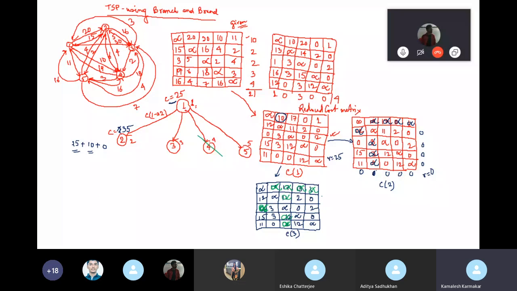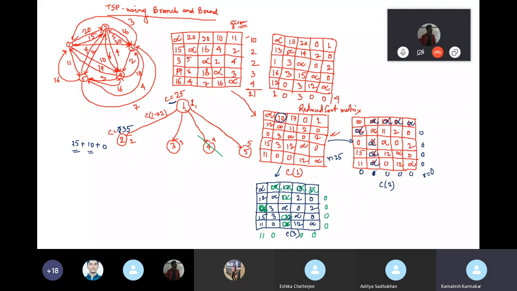So in this row, the reduction value is 0, the minimum value is 0. In this row, it's 0. In this row, this value is 0. In this row, the value is 0. Now if we consider this column, the minimum value is 11. In this column, the minimum value is 0. In this column, the minimum value is 0. And in the last column, the minimum value is 0 again. Okay. So you have to subtract this 11 and update it.